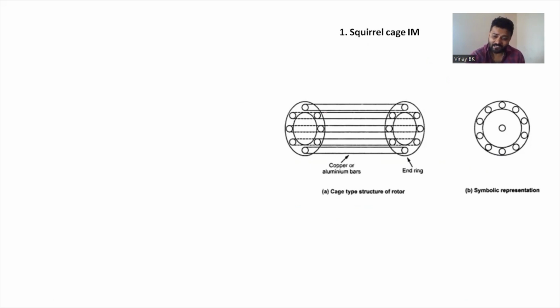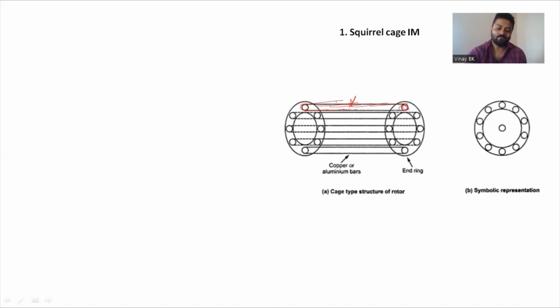What do you mean by squirrel cage induction motor? The entire structure looks like a cage, so you call it a squirrel cage induction motor. It has end rings, as you can observe, and the end rings are shorted with the help of bars. You can call those bars copper or aluminum bars, and they are always uninsulated bars. You short the end rings with uninsulated copper or aluminum bars.